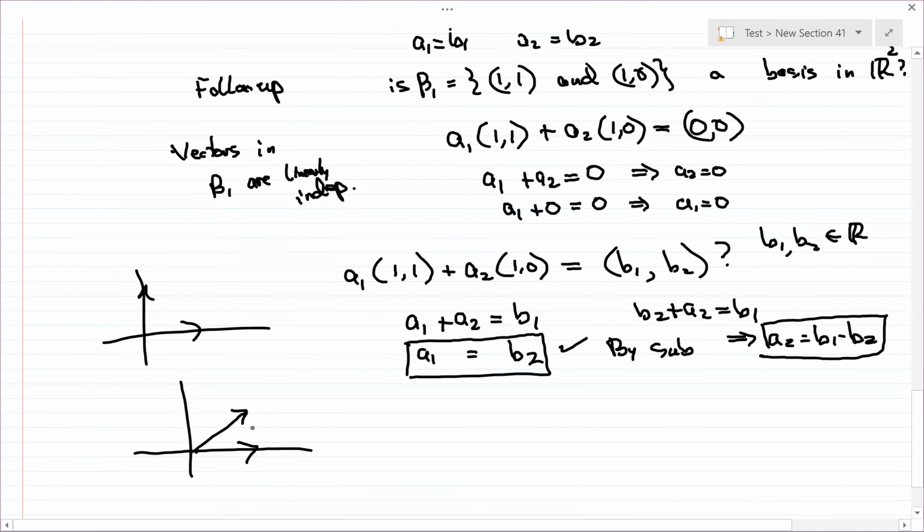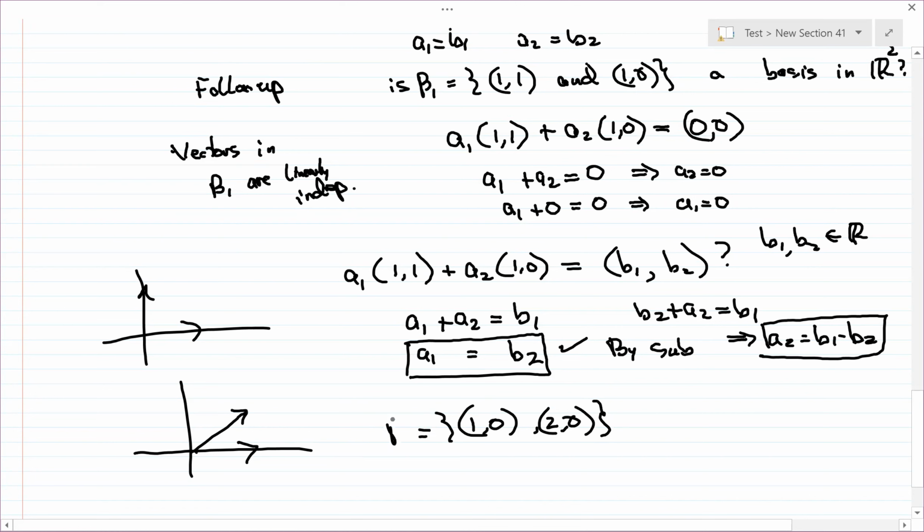Could you give me an example of two vectors that do not form a basis in R2, having done this example? So I've got two examples of a basis. I have beta and I have beta 1. Can you give me a picture? How would the vectors look? Give me two vectors in R2 that do not form a basis. Any two vectors on the same line? Yes, thank you.